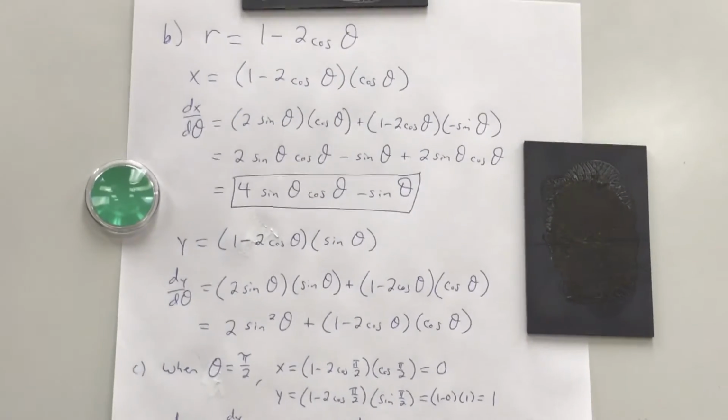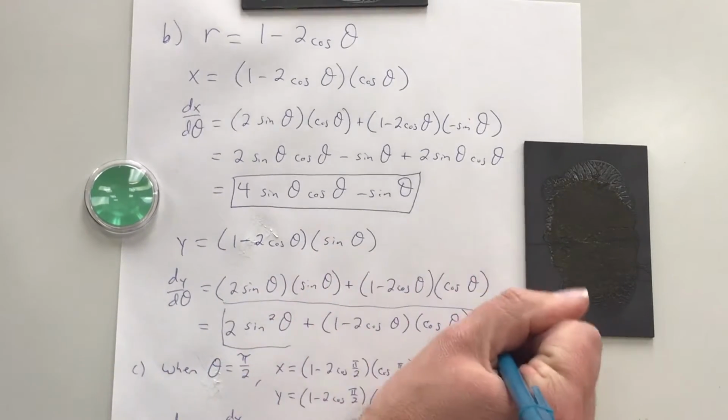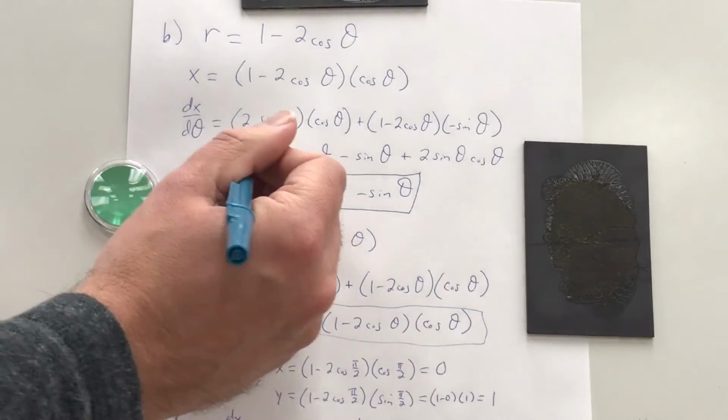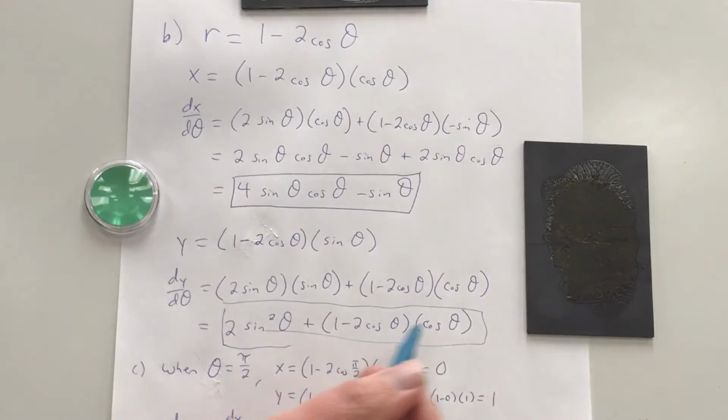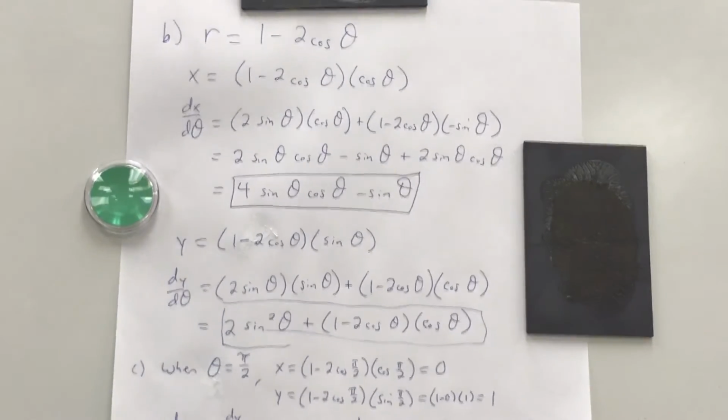Instead, I was going to box these in just to show you that I got the same thing that they got on the scoring guide. But this is fine for your answer if you want to leave it. That's your dx d theta and your dy d theta in part B.